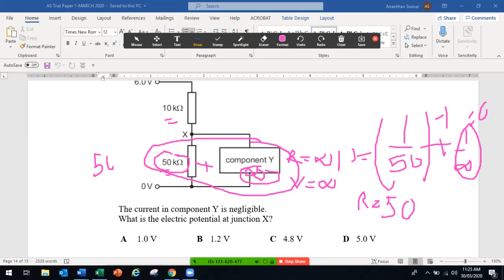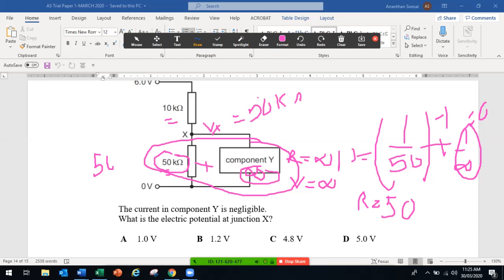Okay, then they're asking what is the voltage at X. Voltage at X is the same as the voltage used by the 50 kilo ohm. Vx is actually the voltage going to be used by the 50 kilo ohm. So use the ratio.